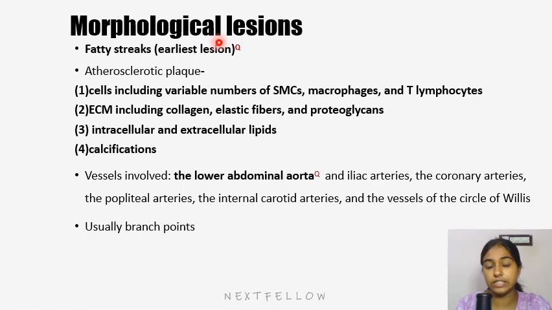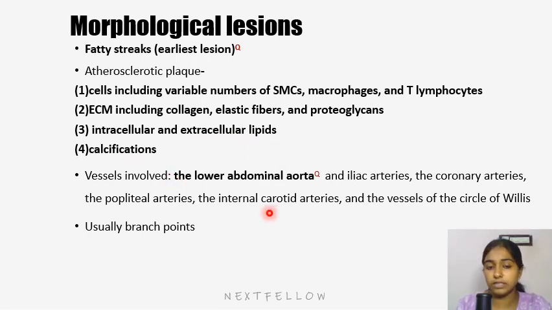The morphological lesion which is seen in atherosclerosis is fatty streak. This is the earliest lesion, and further we can see atherosclerotic plaque. This atherosclerotic plaque contains smooth muscle cells, macrophages as well as T lymphocytes as well as extracellular matrix including collagen, elastic fibers as well as proteoglycans. There will also be intracellular and extracellular lipids, and calcification can also be seen.